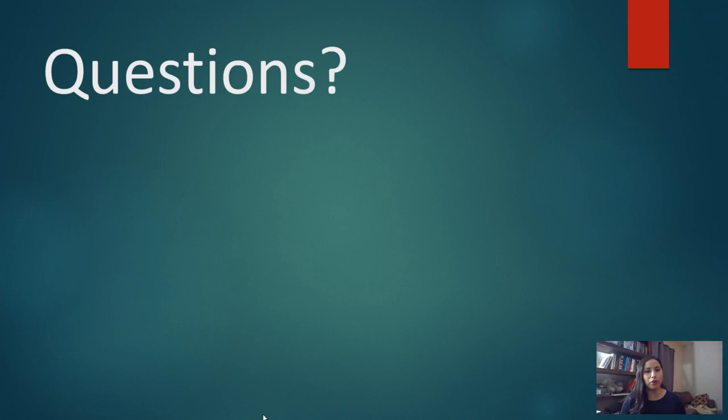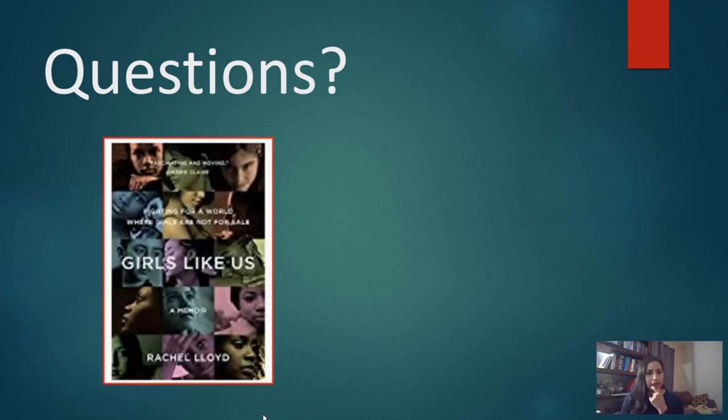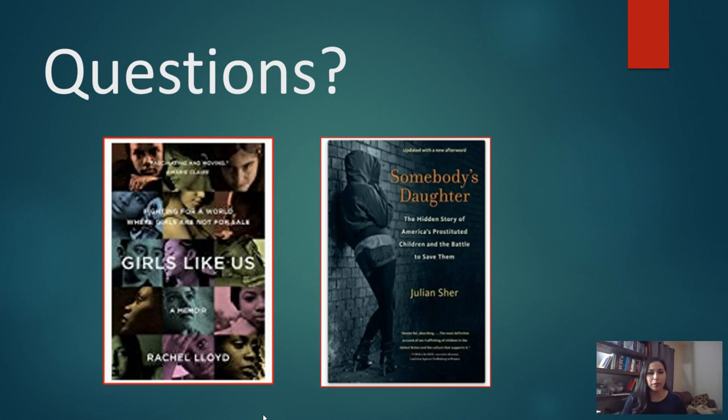And just a note before we go, you're always welcome to give me a call if you have any questions. Some of the resources that we've pulled from today are books such as Girls Like Us by Rachel Lloyd. This was a really great book about a victim who documents her trafficking situation. And she actually came to, I believe, Brooklyn and created her own organization for trafficking victims. Also, Somebody's Daughter, a book by Julian Scheer. Also a really great book about a young woman who helped take down one of the most notorious traffickers in the United States.